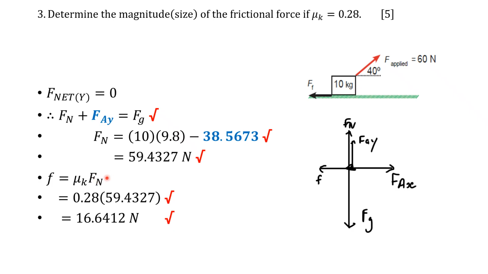Now, for friction, the equation will always be friction equals mu k, my coefficient of kinetic friction, times my normal force. So mu k was given as 0,28, and my normal force there, 59,4327. Multiply out, my frictional force is 16,6412 newtons. So there, another 2 marks. So all in all, 5 marks. So force of friction, 16,64.